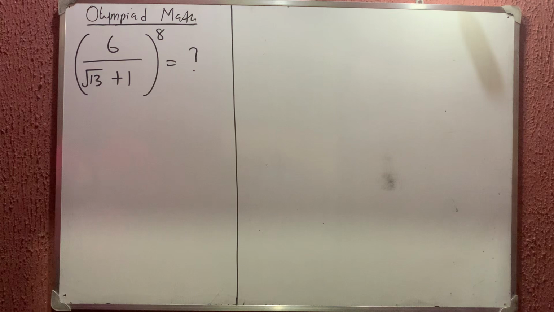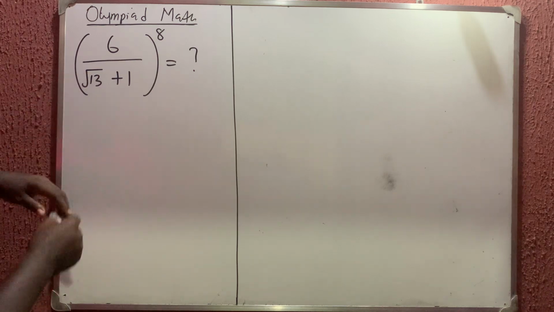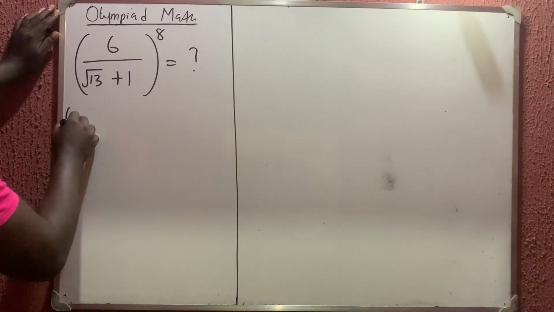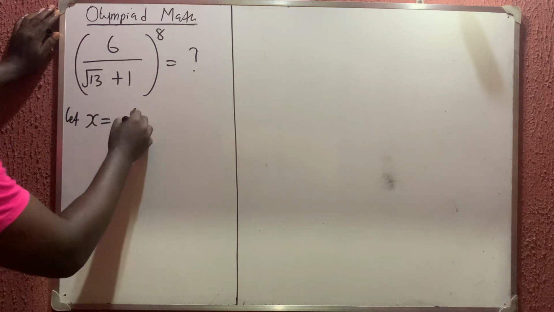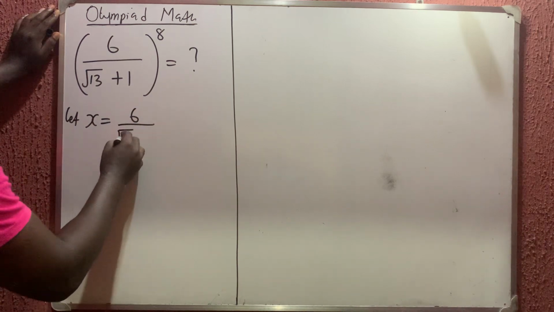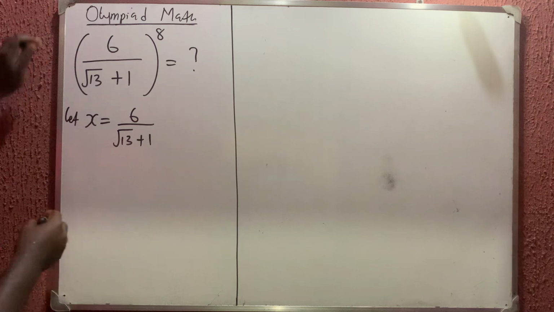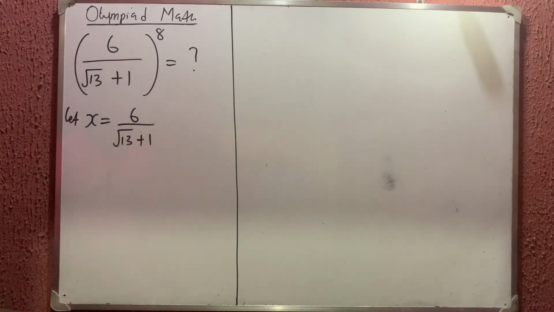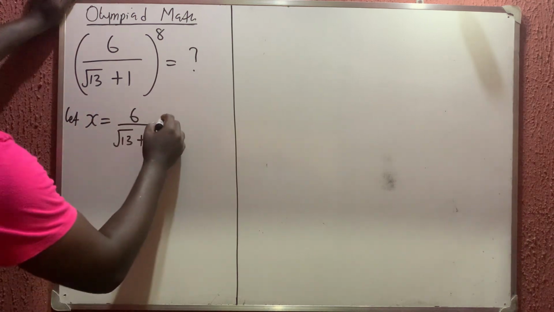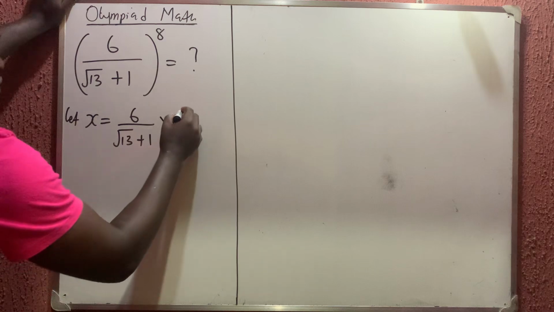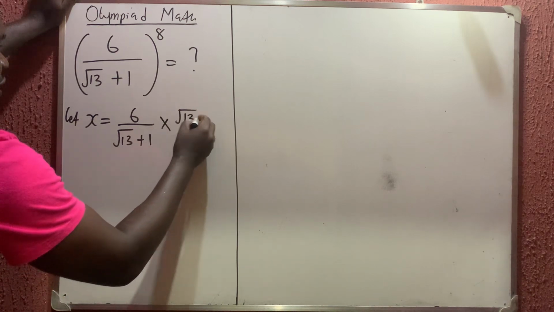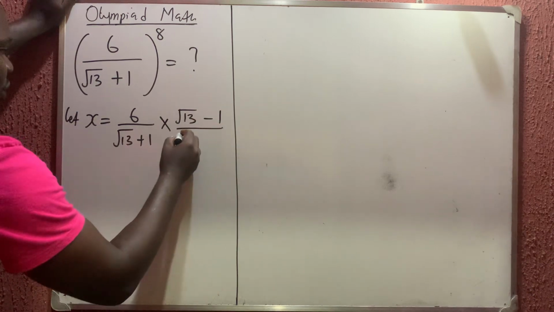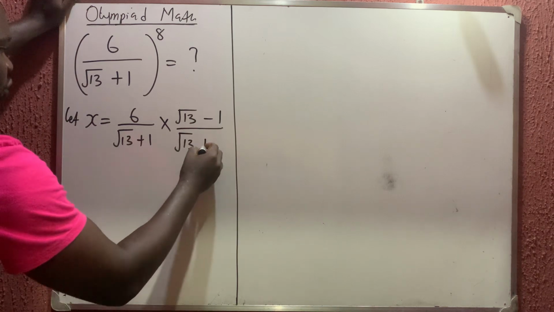Now, solving this, the first thing we do is to let x be equal to 6 over root 13 plus 1. Don't forget that it is an abomination to leave a surd at the denominator. So what do we do? We rationalize. To rationalize, we multiply by the conjugate, so we multiply by the square root of 13 minus 1 all over the square root of 13 minus 1.